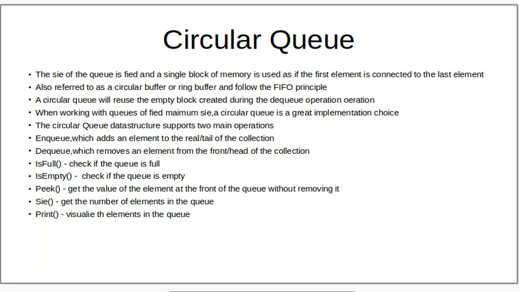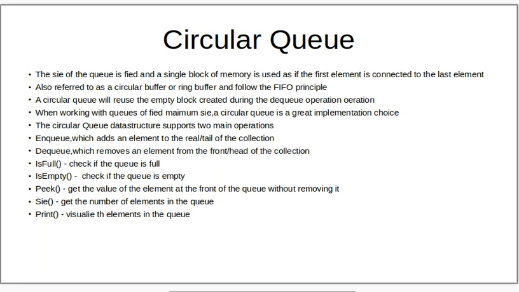Now, a circular queue will reuse the empty block created using the dequeue operation. When working with queues of fixed maximum size, a circular queue is a great implementation choice. The circular queue data structure supports two main operations. That is the enqueue, which adds elements to the rear or the tail of the collection. And another operation is the dequeue, that removes the element from the front or the head of the collection.